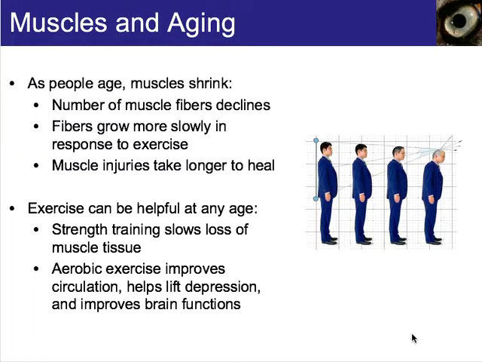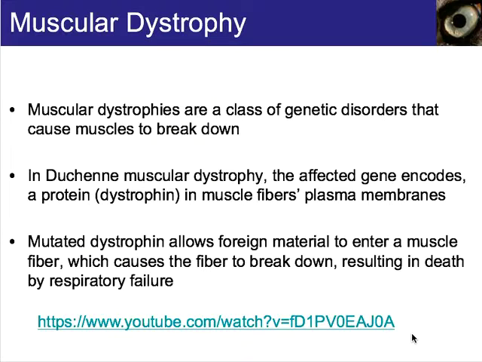As people age, your muscles actually shrink, so the number of muscle fibers declines. Fibers grow slowly in response to exercise, and muscle injuries take longer to heal. That's why you never want your grandma or grandpa to fall on their hips, because it's going to take them much longer to get better. Exercise can be helpful at any age. Strength training slows loss of muscle tissue, and aerobic exercise improves circulation, helps lift depression, and improves brain function. So you usually see people encouraging older folks to exercise.